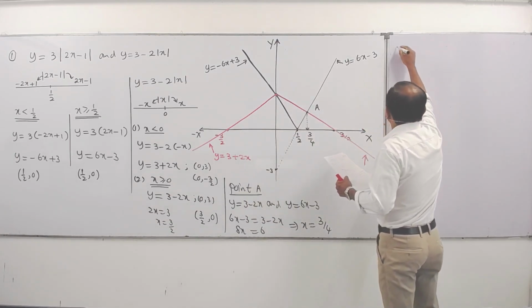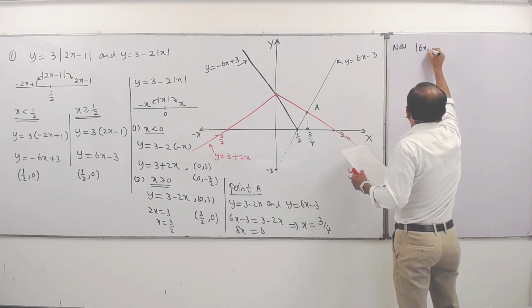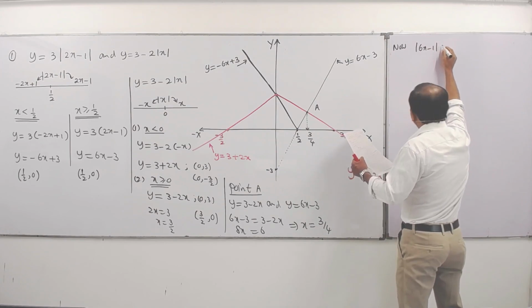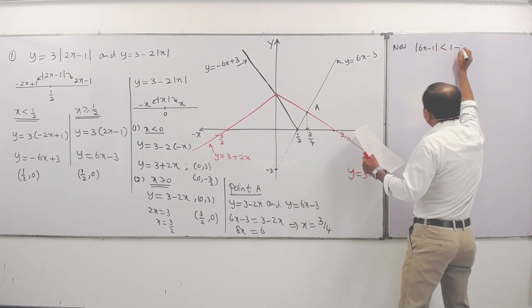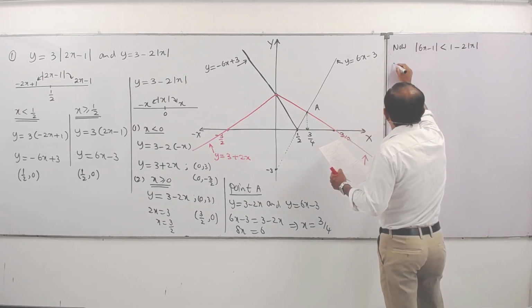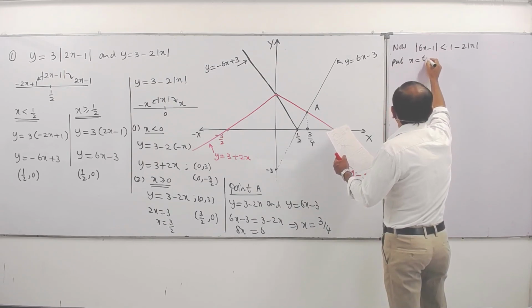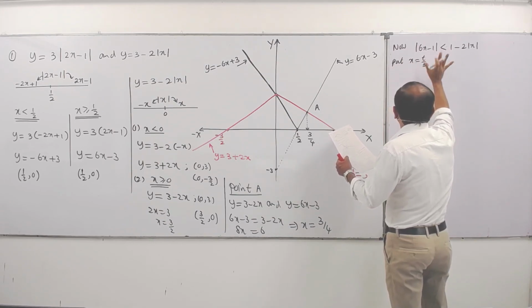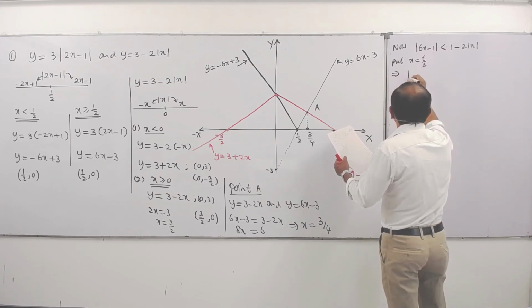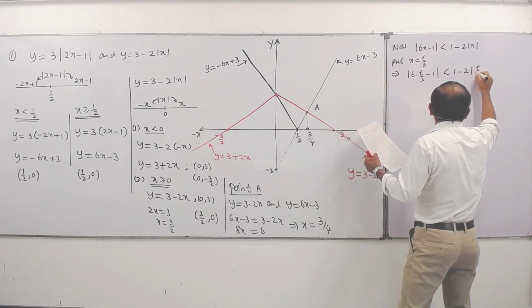Now I take this way. |6x − 1| < 1 − 2|x|. Right. Here I put t/3 for x. For every x we put t/3. Then what do you get? 6 times t/3 minus 1.